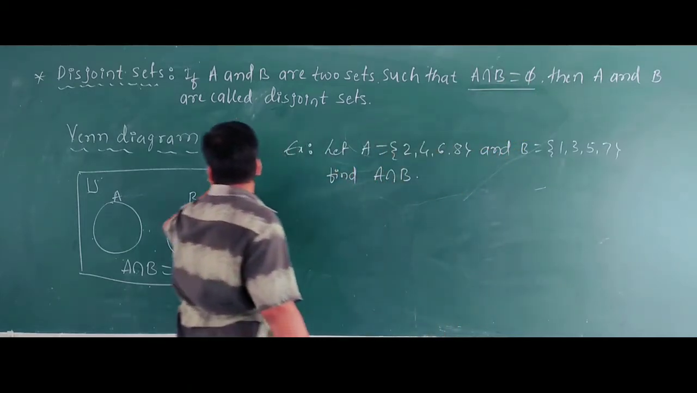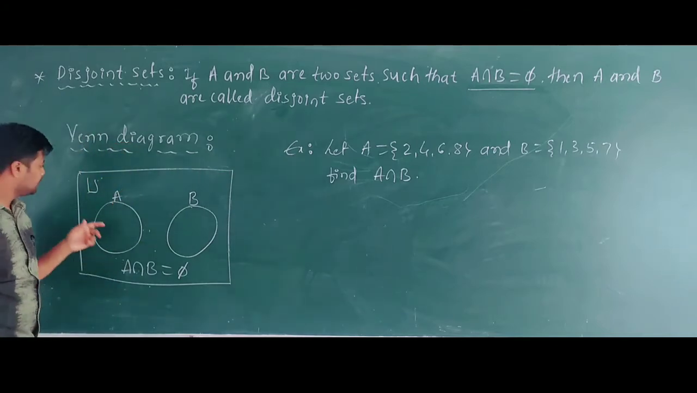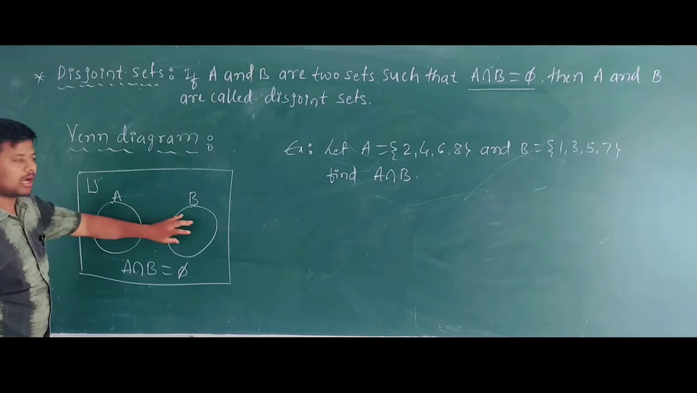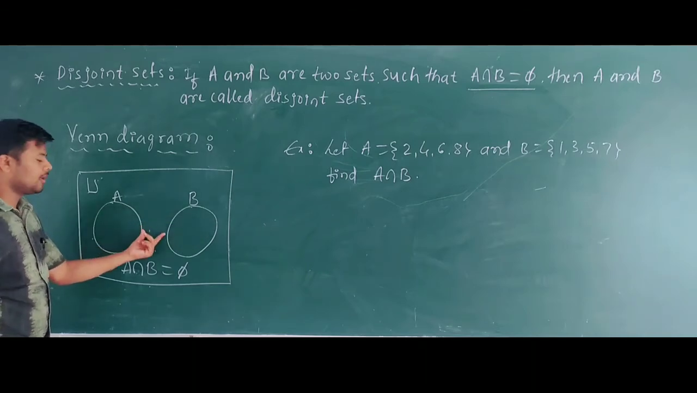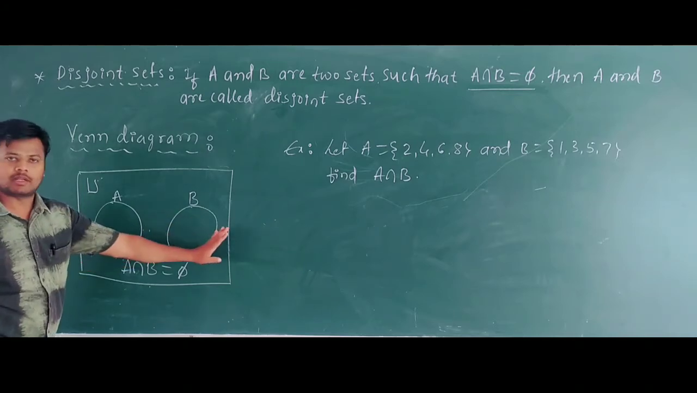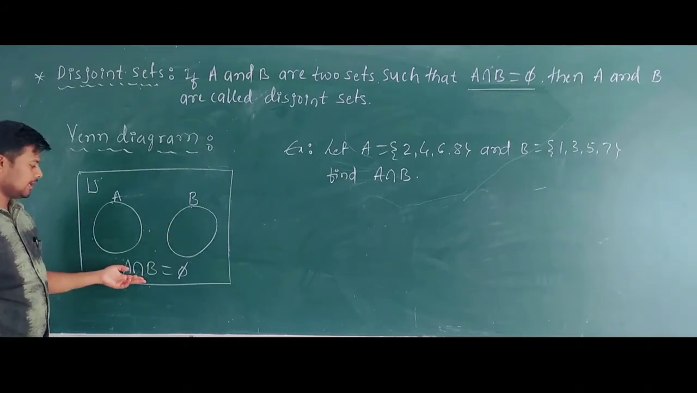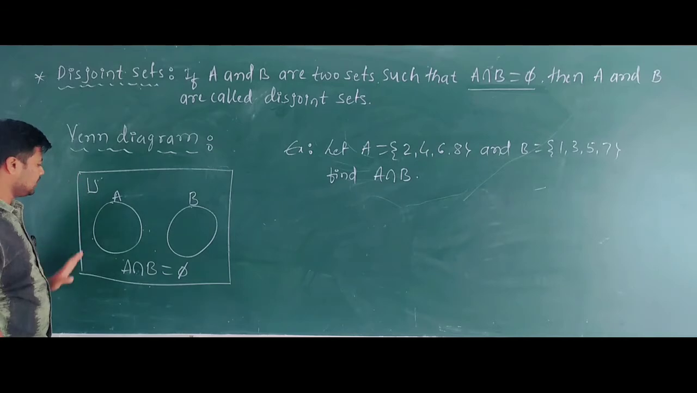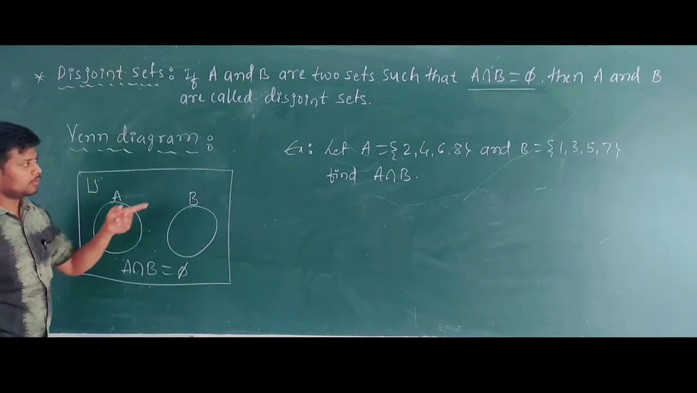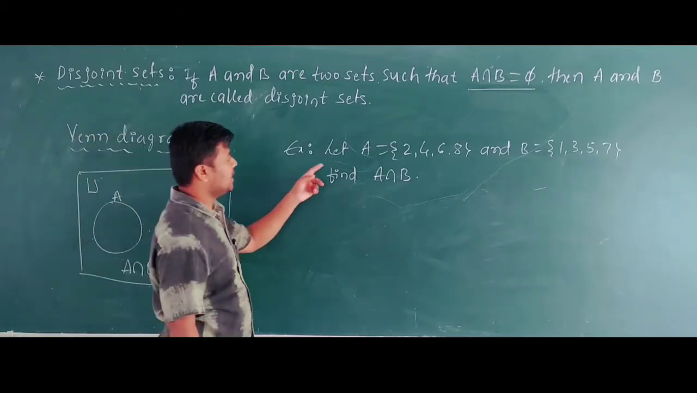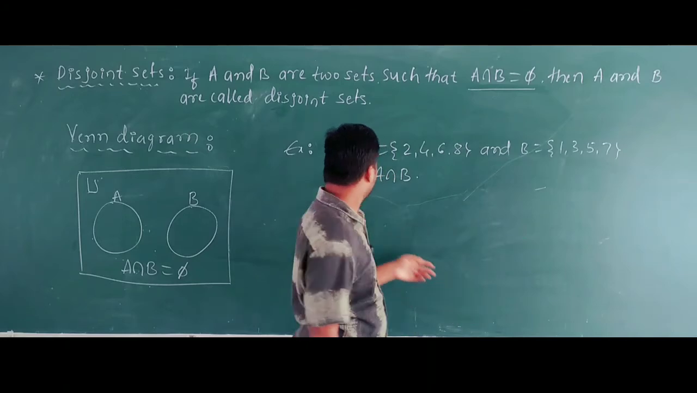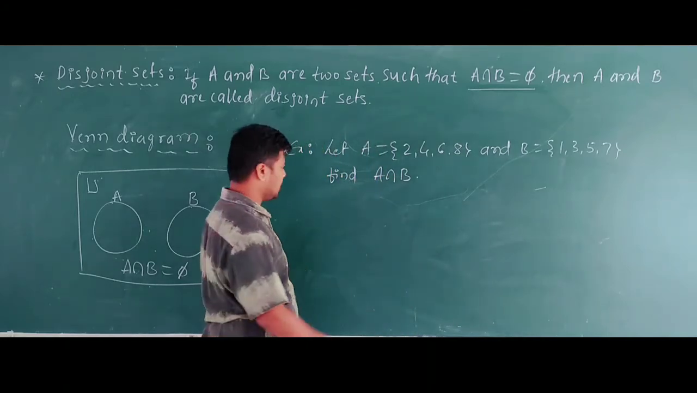Okay, so Venn diagram for disjoint sets. So this is the universal set. So universal set again, A and B are the subsets. ನೋಡಿ common elements ಇಲ್ಲ. So ಈ set A ಬೇರೆ ಇರುತ್ತೆ, set B ಬೇರೆ ಇರುತ್ತೆ. So ಅದಕ್ಕೆ A intersection B ಏನಾಗುತ್ತೆ, null set. So this is the Venn diagram for disjoint sets. Okay, we'll see one example of this. Let A equal to {2, 4, 6, 8} and B equal to {1, 3, 5, 7}. Find A intersection B and see the solution.